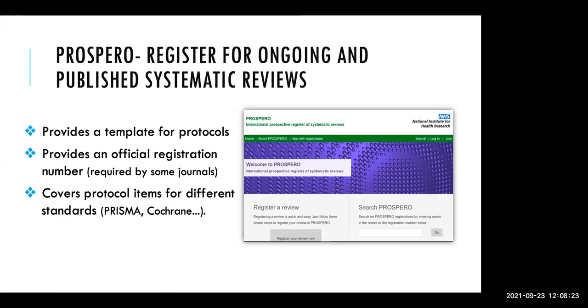It's not easy to write a protocol and know what you're supposed to write down. But using Prospero is quite easy. There is a template with drop-down menus and help text that shows you how to write and what to report, so you match the reporting requirements. It also provides an official registration number that some journals require in order to get into peer review, which you report in your paper when publishing. It will refer to your protocol. It also gives strength to your paper to show that, yes, I had a published protocol in place, and the protocol, what I said I was going to do, matched the final product.